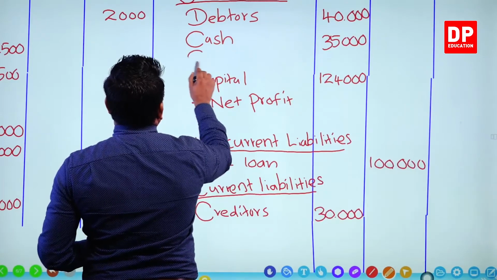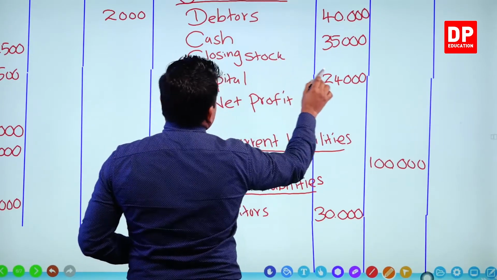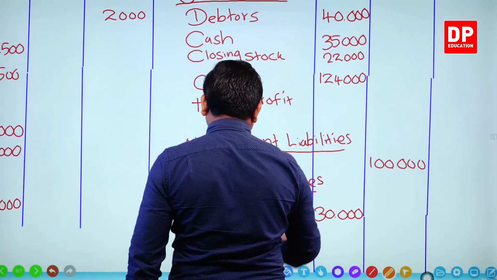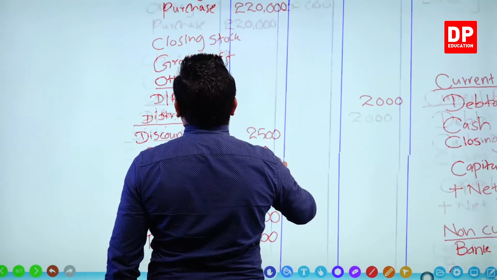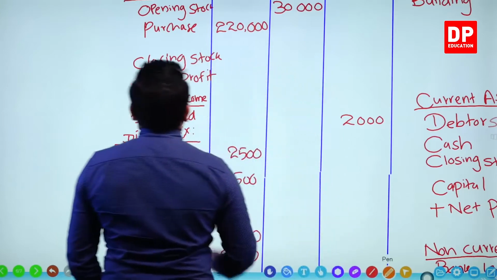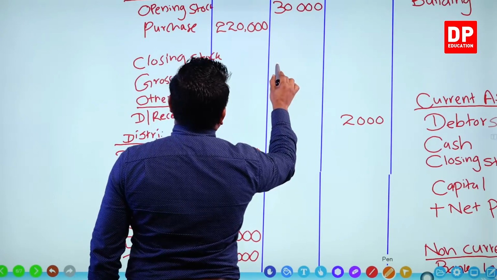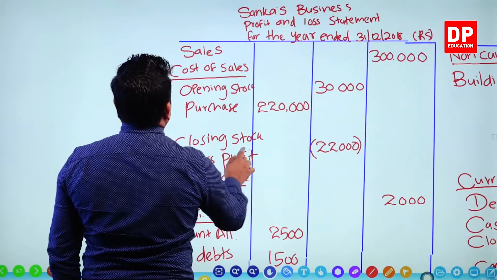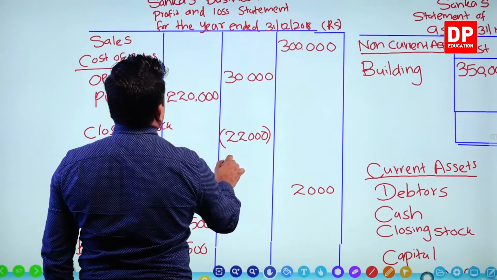Closing stock 22,000. Here also 22,000, right? Closing stock we put here within brackets. Okay, now we finish. We can get the total now, right? First we go to the profit and loss statement. First we have to solve the profit and loss statement, right?